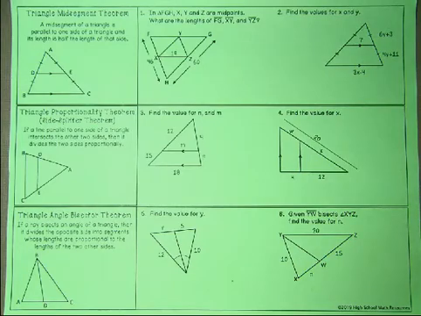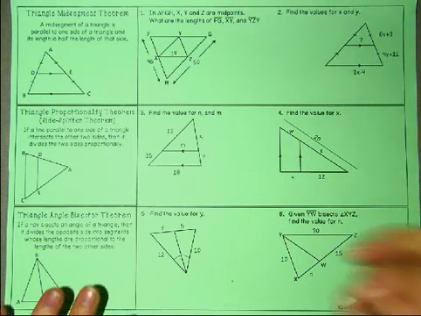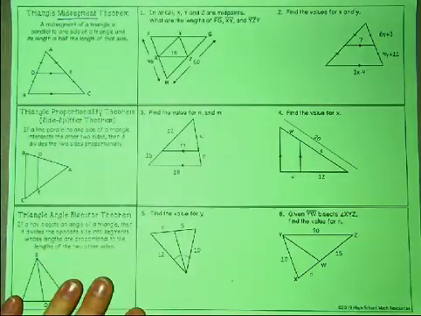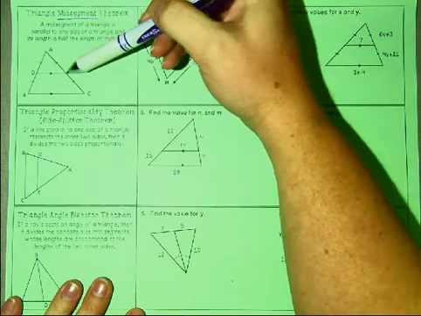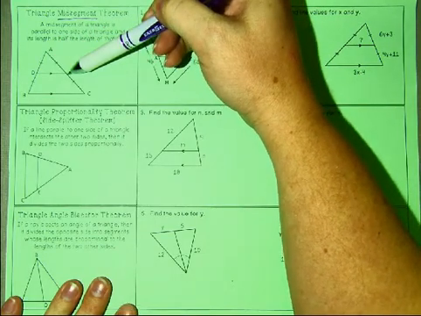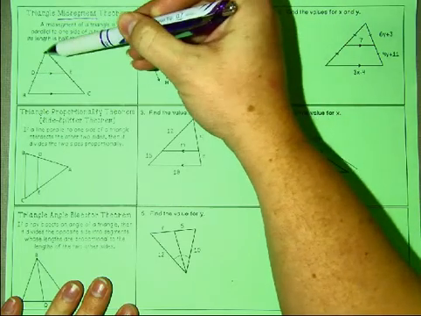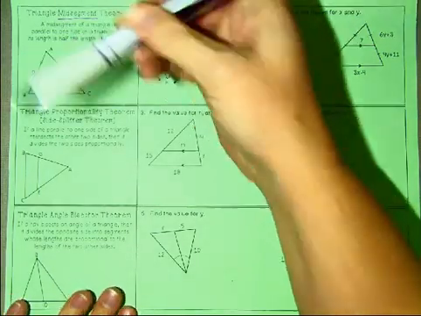All right, so we're going to start with the triangle midsegment theorem. So that's this top one. So a midsegment, if you remember, that is the middle. So DE is a midsegment. So it's actually E is in the middle of AC and D is in the middle of AB.